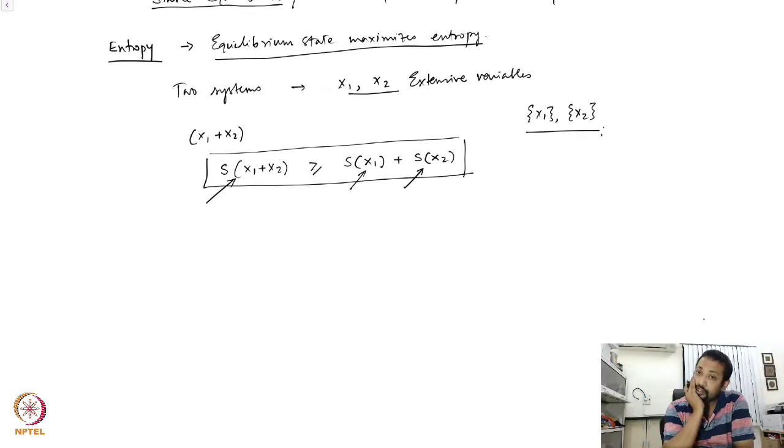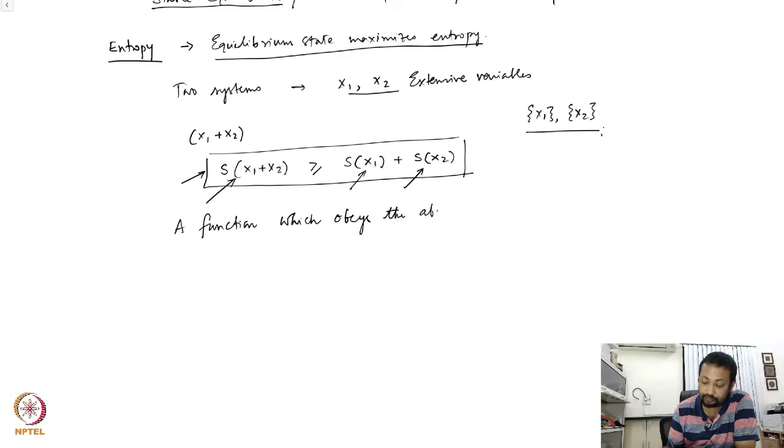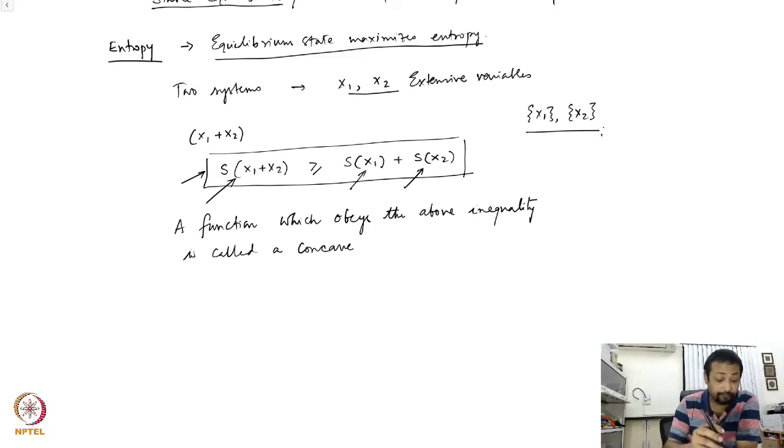Now a function with this particular property that we have written down is what is called, let us write down completely, a function which obeys the above inequality is called a concave function. But what does this concave function mean exactly?